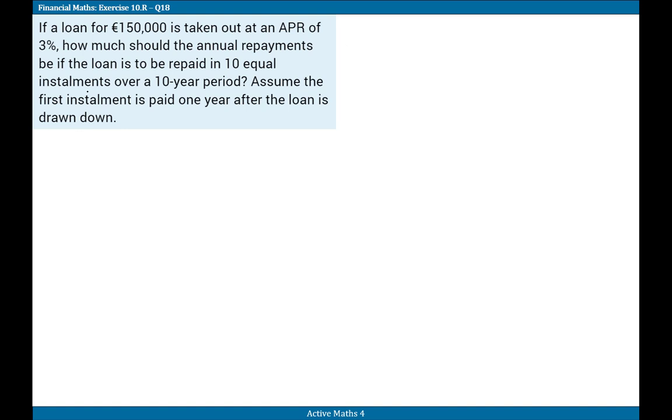So let's see if this is okay for this one. So there's a loan of 150,000. It's taken out at an annual interest rate of 3%. How much should the annual repayments be if the loan is to be repaid over 10 equal installments?